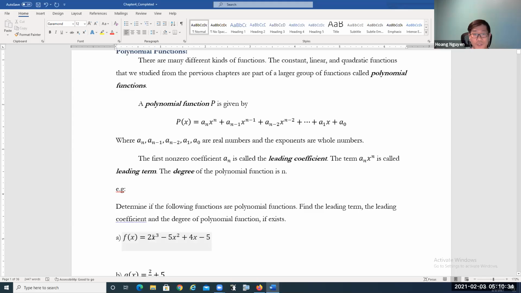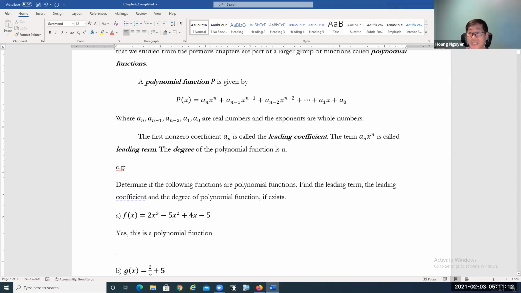We have 2 times x to the power 3 minus 5 times x to the power 2 plus 4x minus 5. You have to double check the power on each of the variable x. So 3 is a whole number, 2 is a whole number, x to the power 1 or x is a whole number, and the last term doesn't have the variable x. So yes, this is a polynomial function.